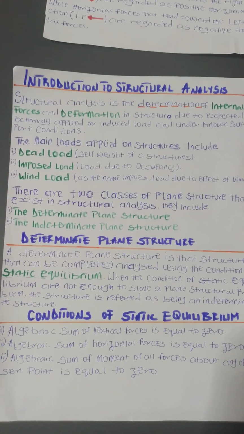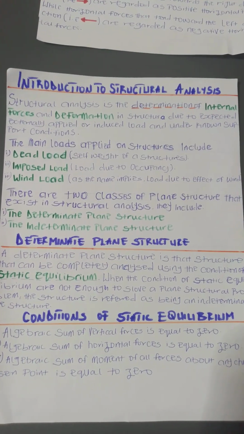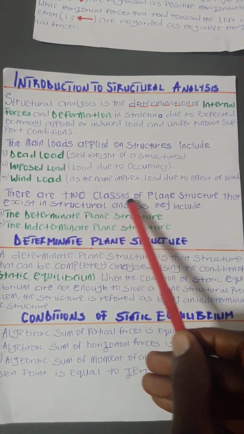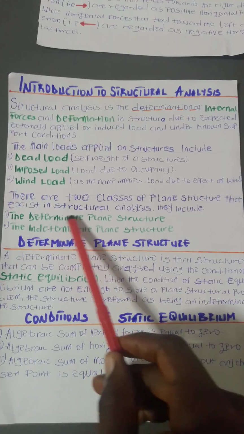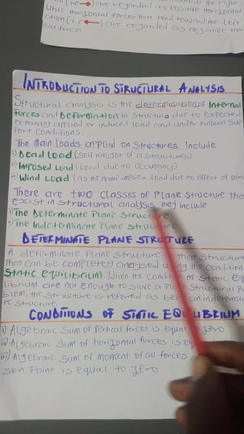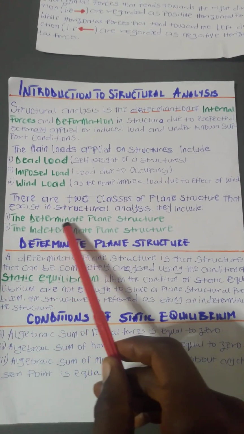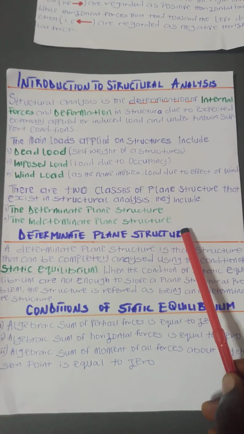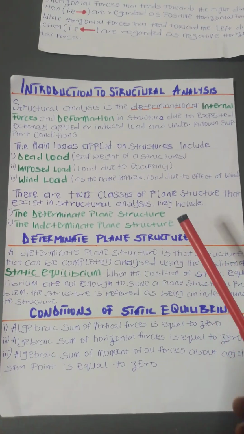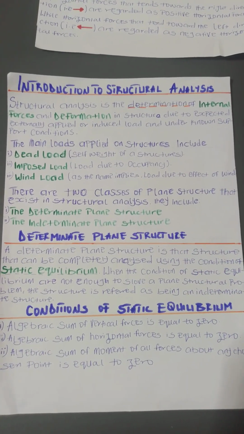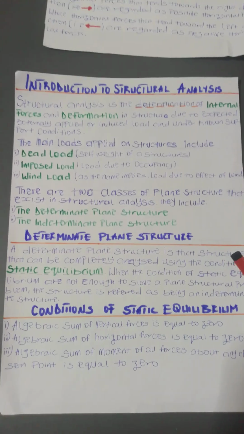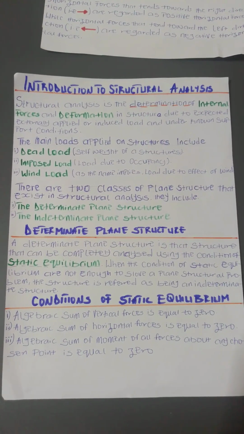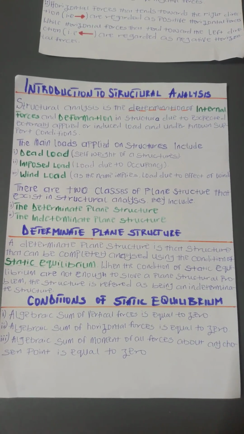As a basis of structural analysis, you need to know that we have two classes of plane structure. There are two classes of plane structure that exist in structural analysis, and they include one, the determinate plane structure, and two, the indeterminate plane structure. So for this video and the rest of the upcoming videos in this playlist, we'll be discussing primarily determinate plane structures. Now, what are determinate plane structures?